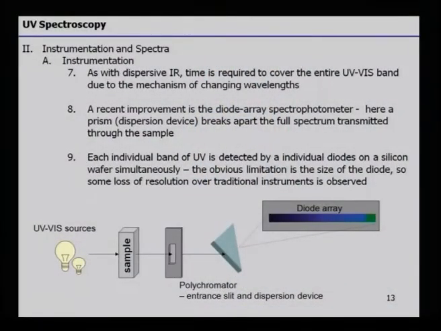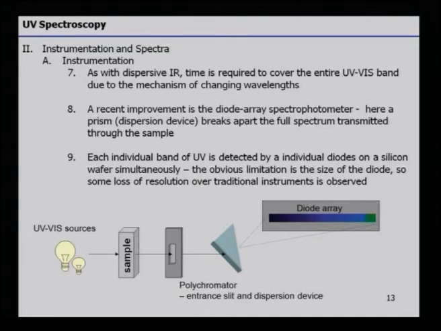So, if we try to look at the UV machine, it is quite similar to the IR machine. As with dispersive IR, time is required to cover the entire UV visible band due to the mechanism of changing wavelengths. So, slowly each wavelength is shone on the sample.